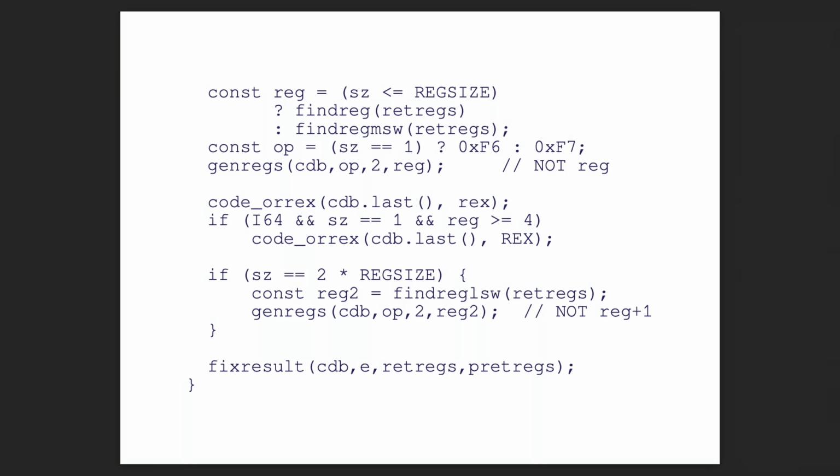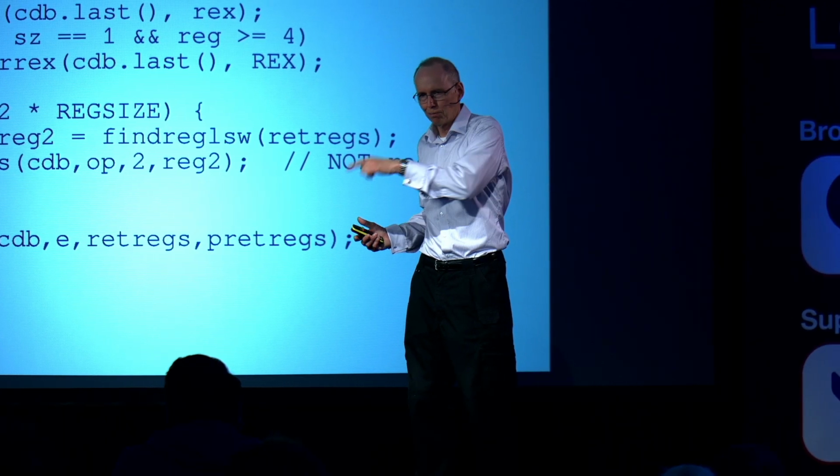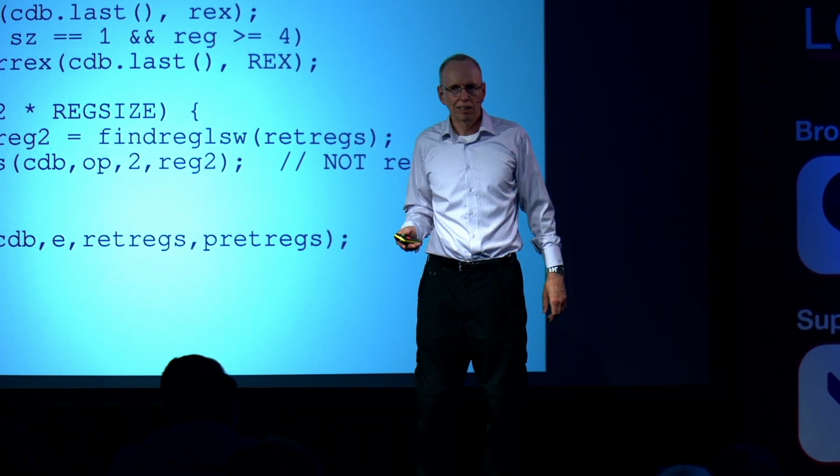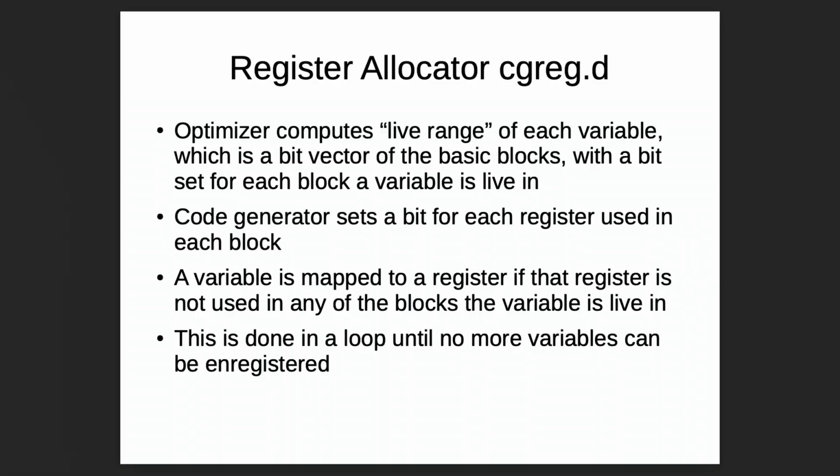And the last thing is the fixed result, which takes the values returned in return registers and then bashes them to fit into the desired return registers. Okay, this is a rehash of the register allocation scheme. I think we already talked about that.